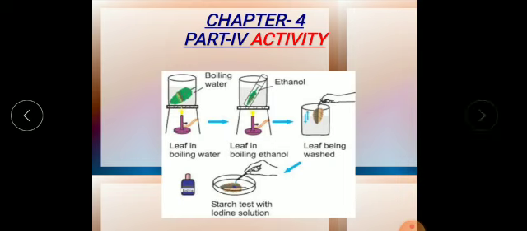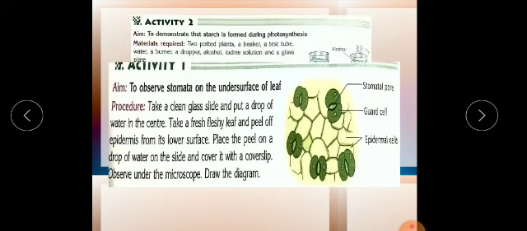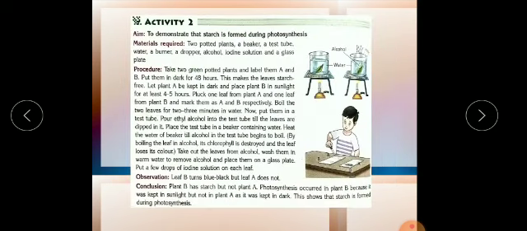So these are the 4 steps. Now I am showing you activity 2. Here it is already given in your book, children. Here you can see we need a few materials. We need potted plants, a beaker, test tube, burner, water, dropper, alcohol, iodine solution, which is very important, and a glass plate.